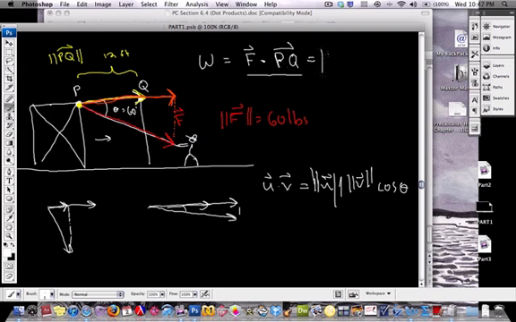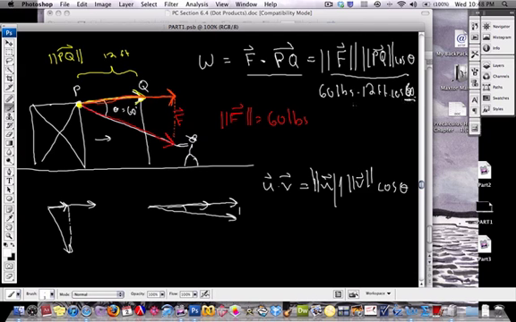F dot PQ is just going to be the magnitude of F times the magnitude of PQ times cosine theta. That's a formula that we can use for work. And here we're given the magnitude of F, it's 60 pounds. We're given the magnitude of PQ, it's 12 feet. And we're given the angle, so times cosine theta, or cosine 60. I got a little messy there, but it's 60 pounds times 12 feet times cosine of 60.